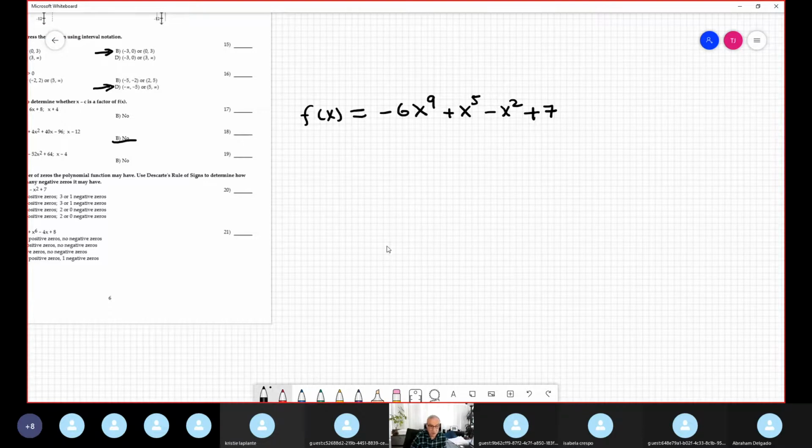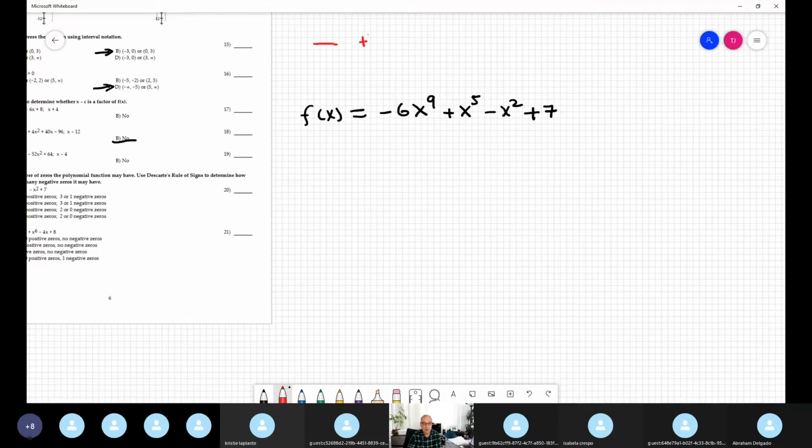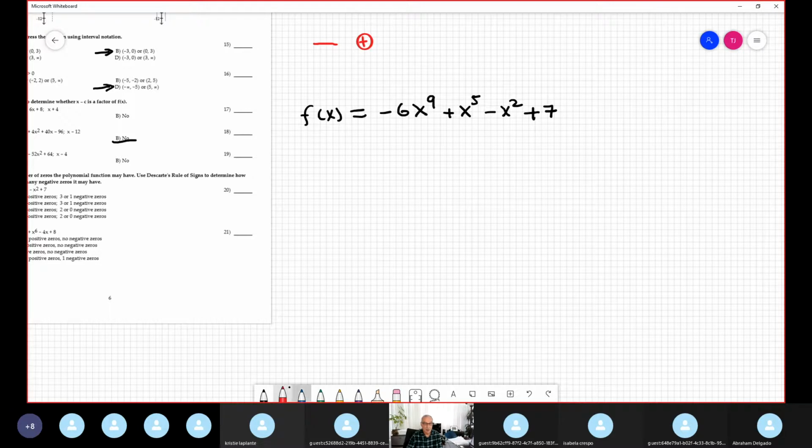The problem is you analyze how many changes of sign. For example, let's use different colors: red for the positive and blue for the negative. So you see, negative 6 is negative. Positive 1 is positive. So we have one change of sign. Do you see that? Negative to positive. It doesn't matter if it's from negative to positive or from positive to negative. In this case, from positive to negative, another change of sign. And now negative to positive, another change of sign.